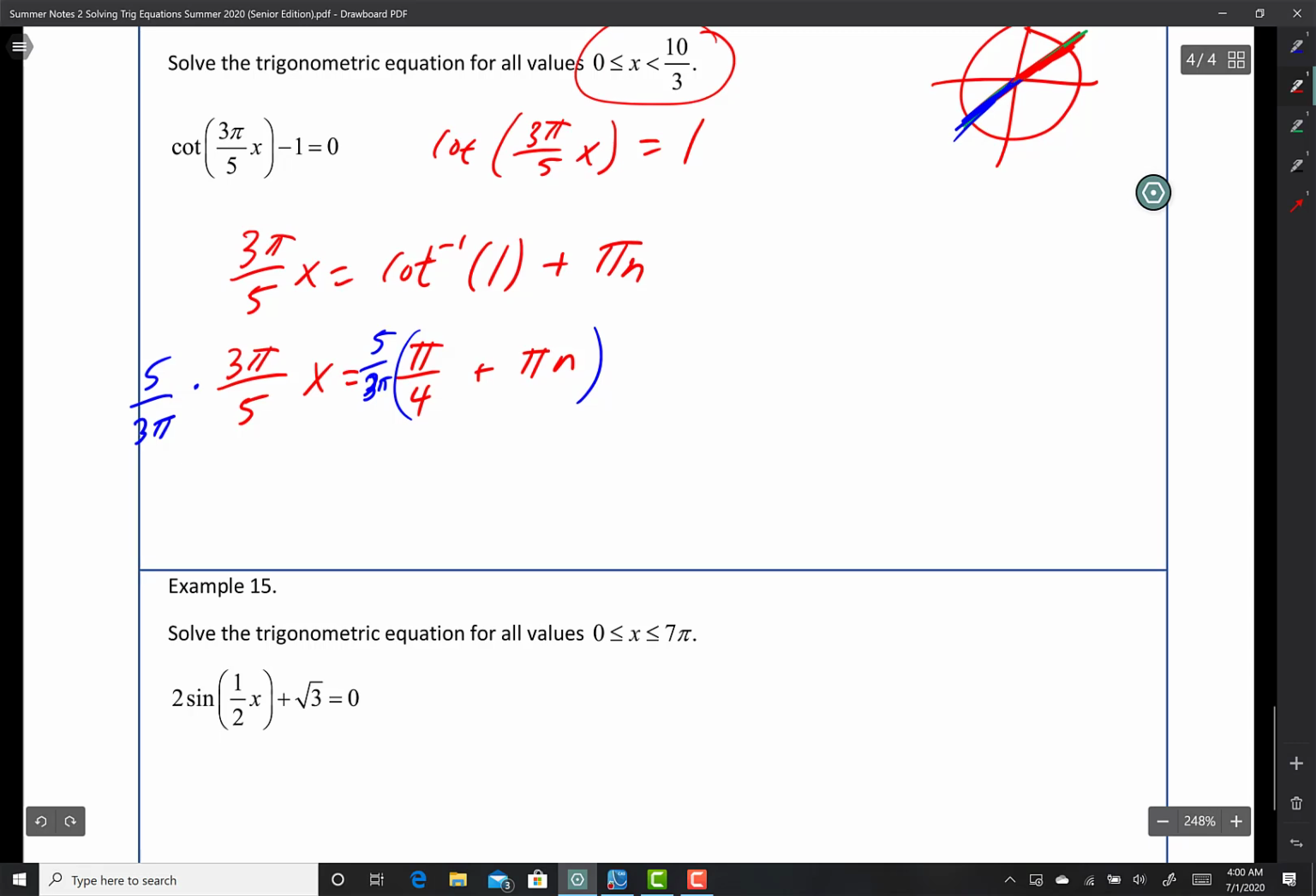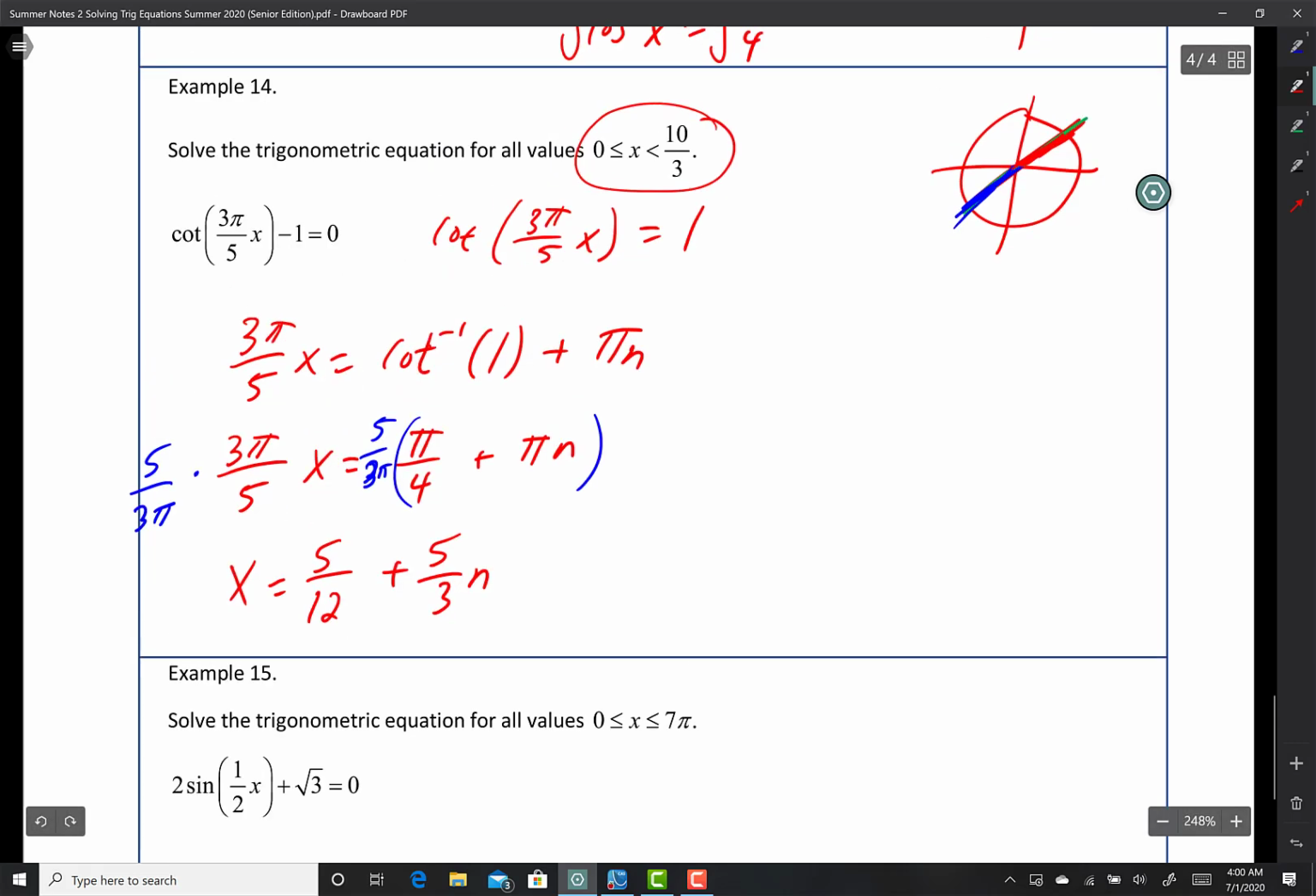So let's see. The 5s cancel out here. The 3 pi's cancel out. So I'm just going to have x equals, and then the pi's are going to cancel out. So you're going to have 5 over, and then 3 times 4, what's that, 12? Plus, again, the pi's are going to cancel out, and you're going to have a 5/3 n. And that 5/3 n, guys, is actually the period. So don't be shocked. Like, don't be like, oh my God, where did that 5 over 3 come from?